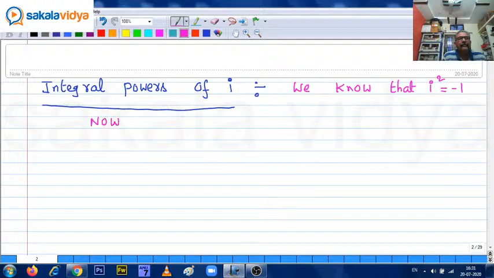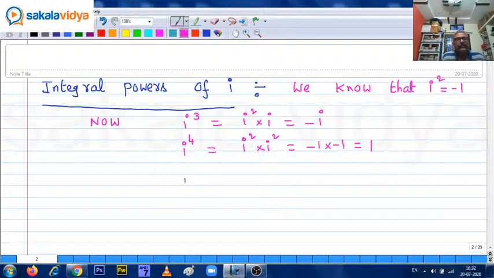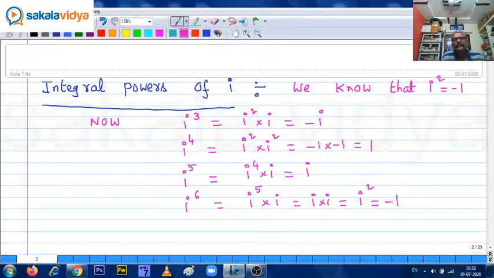Now let us find out I cube. I cube means we can write this is I square into I. I square is minus 1, so we get minus I. I power 4, I raised to 4, can be written as I square times I square. You get minus 1 times minus 1, minus into minus is plus, so you get plus 1. Even I raised to 5 means I to the power of 4 into I, so that is I. I to the power of 6 means I to the power of 5 into I, I into I, you get I square, and I square is equal to minus 1. Understood now? So like this we can find I square, I cube, I power 4, I power 5, I power 6.